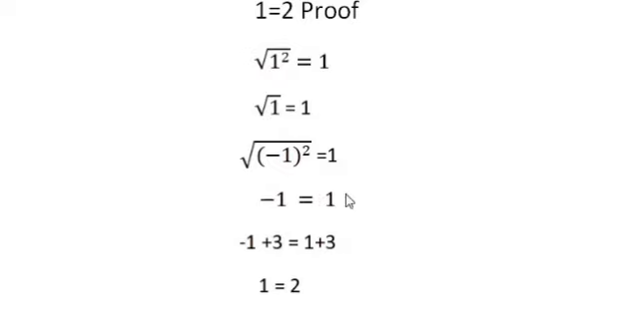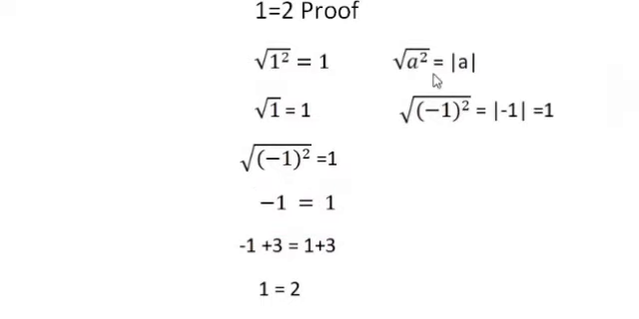Okay, I'm gonna tell you. Look, this is the error. This line is not correct. There is a property of real numbers that root over a square equals modulus of a. That's why root over minus 1 square equals modulus of minus 1, that is equal to 1, right? But we have written here root over minus 1 square equals minus 1. So this should be plus 1, not minus 1. So I guess you have got that.